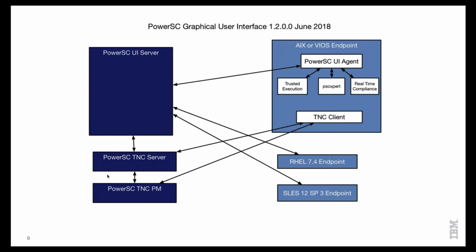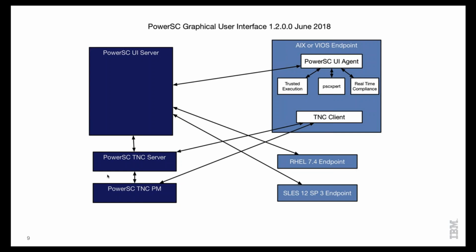So, what's occurring here, if we take an in-depth look at the AIX endpoint, or VIOS as well, there's an agent daemon on the AIX or VIOS endpoint. That agent is basically interacting with the base products, those individual components that are installed on the local host. It interacts with them, and it can actually configure them. It interfaces with those base products and provides a channel for those tools to communicate to the UI server.